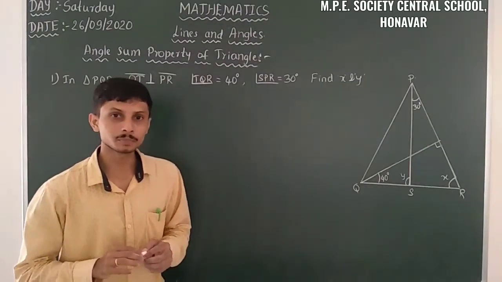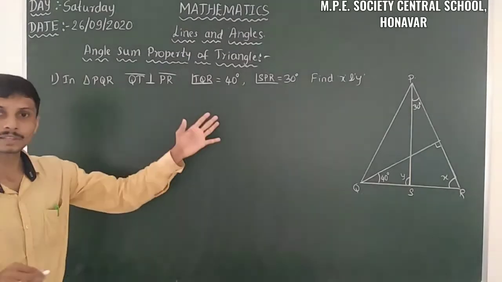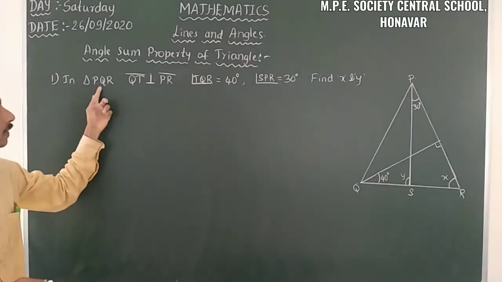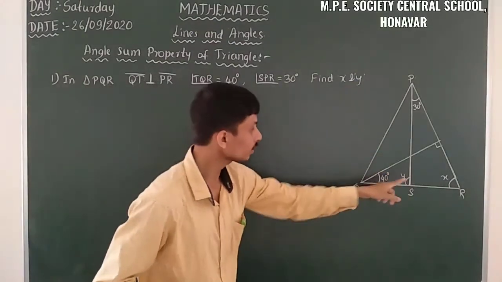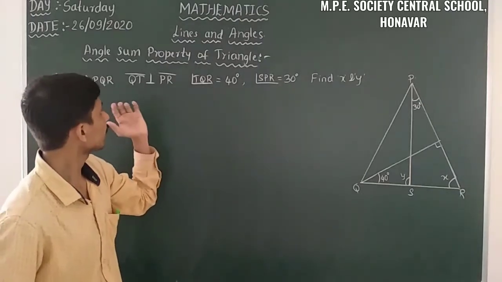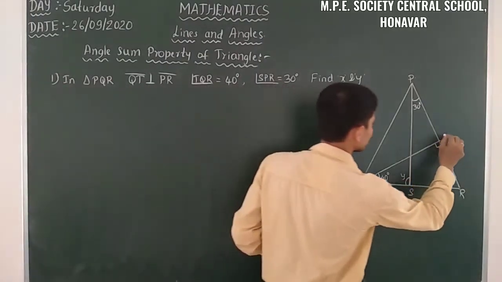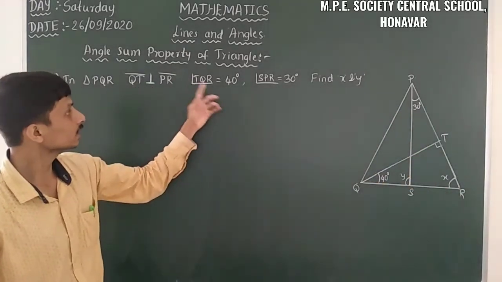So let us take some problems based on the angle sum property. Firstly, the problem tells us that in triangle PQR, QT is perpendicular to PR. Here PQR is a triangle and QT is parallel to PR, and angle TQR is given.